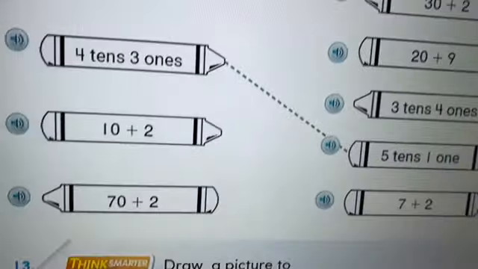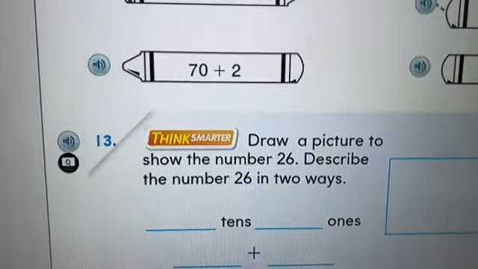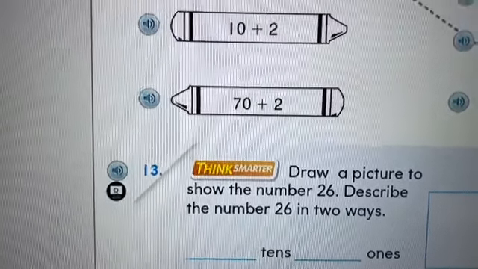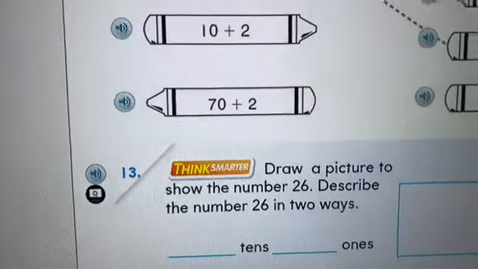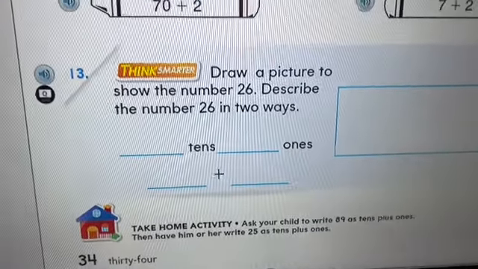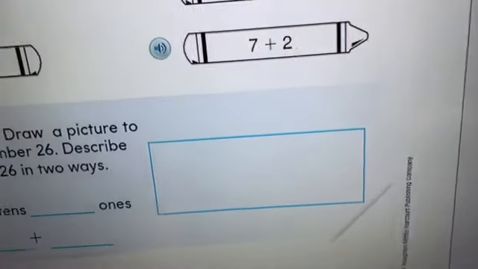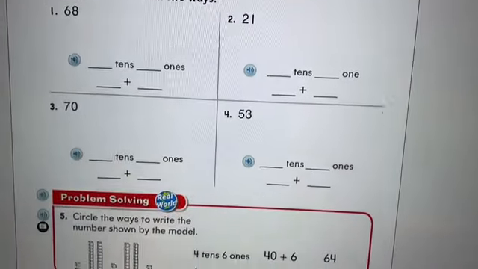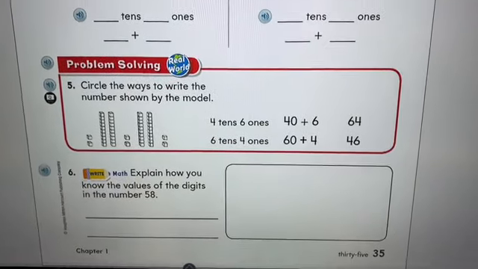Okay. Down here, just go ahead and read that. Draw a picture to show the number 26. Describe the number 26 in 2 ways. Exactly what we did on the other page. And you can just draw your picture right there. This next page here is just practice and homework. It's just basically what we've already done.